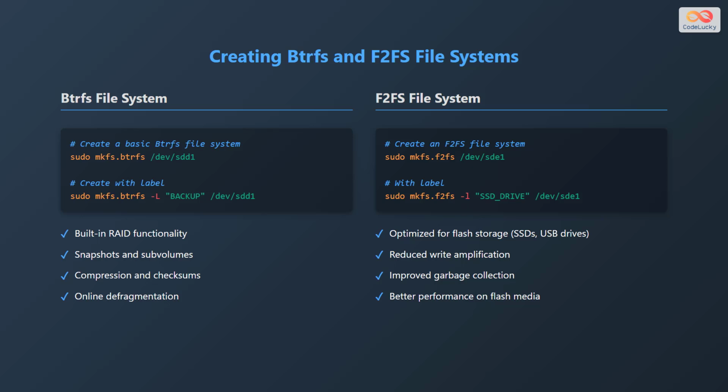To create an F2FS file system, use the command sudo mkfs.f2fs /dev/sde1. To create one with a label, use the command sudo mkfs.f2fs -l ssd_drive /dev/sde1. F2FS is optimized for flash storage such as solid-state drives and USB drives, and reduces write amplification, has improved garbage collection and better performance on flash media.